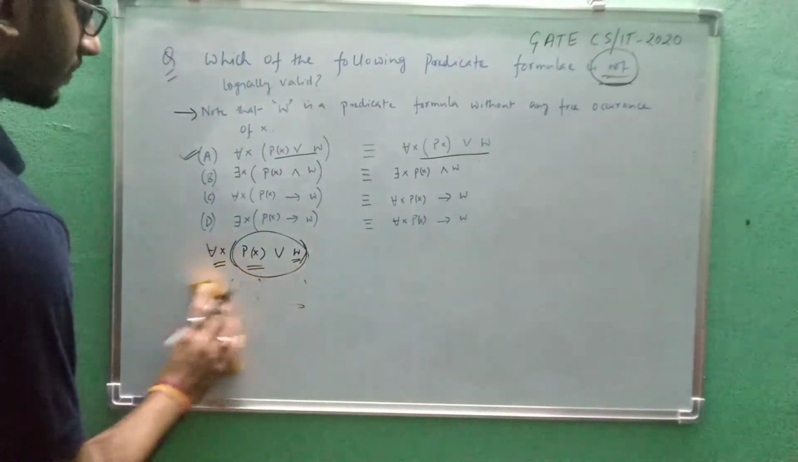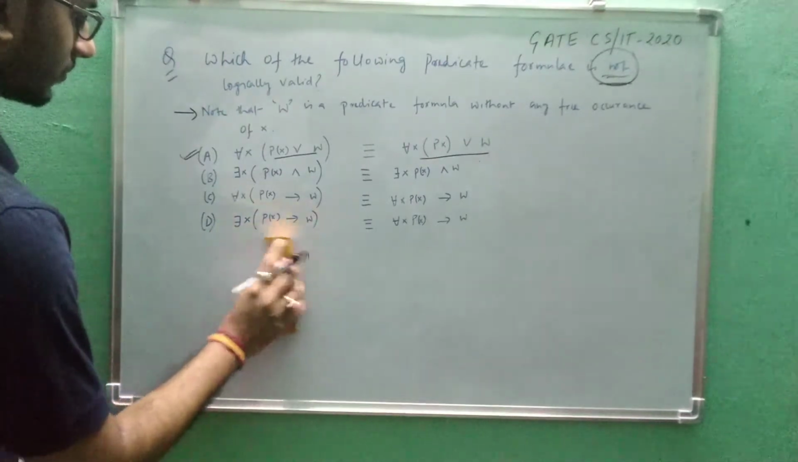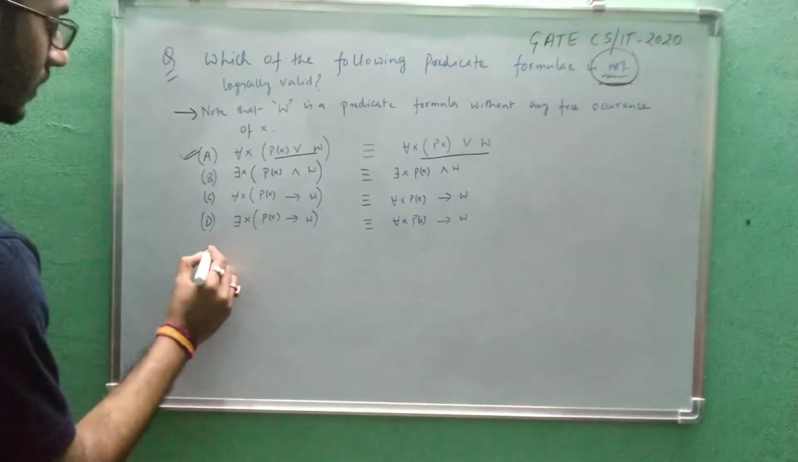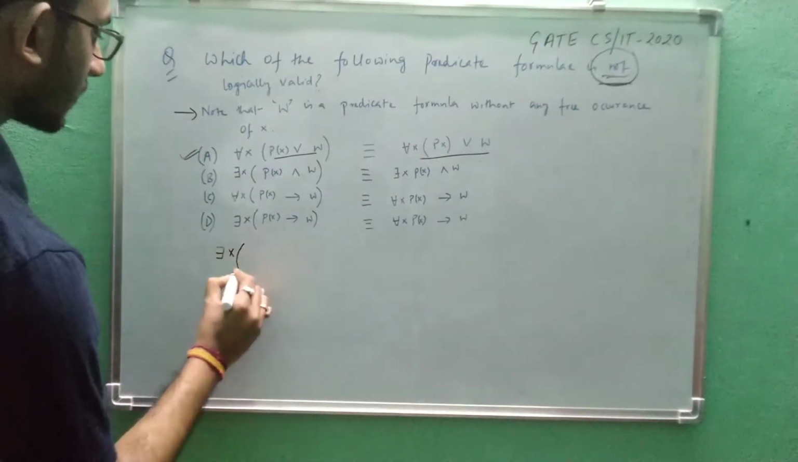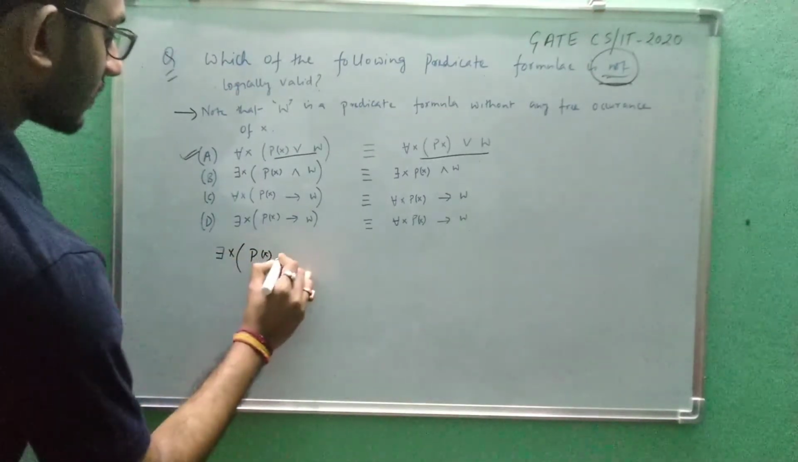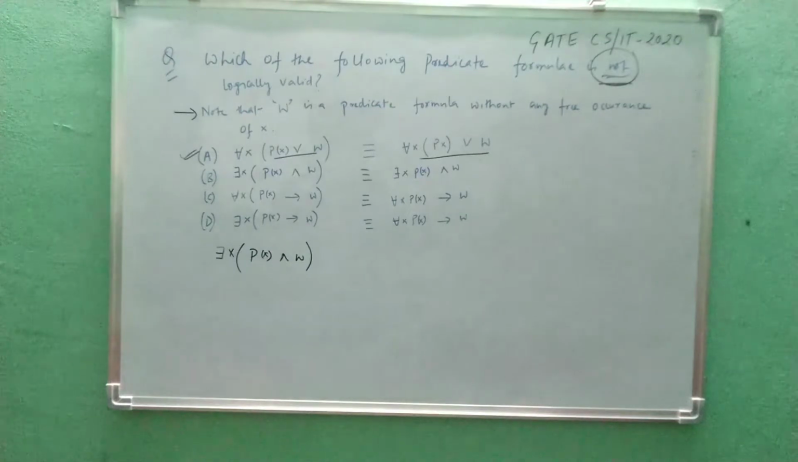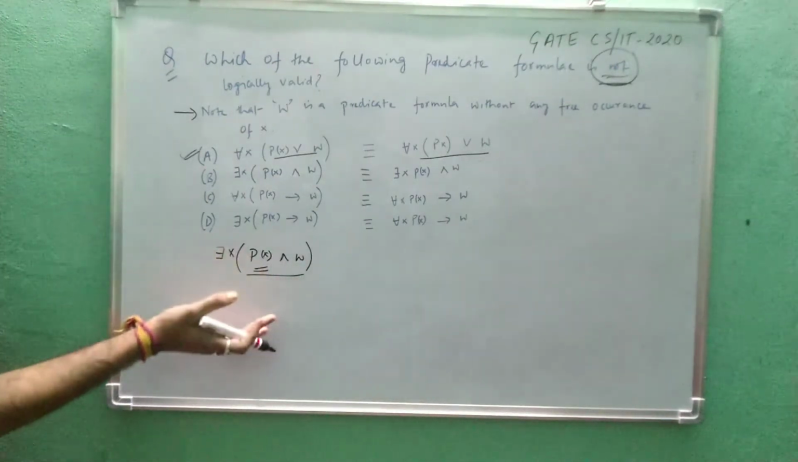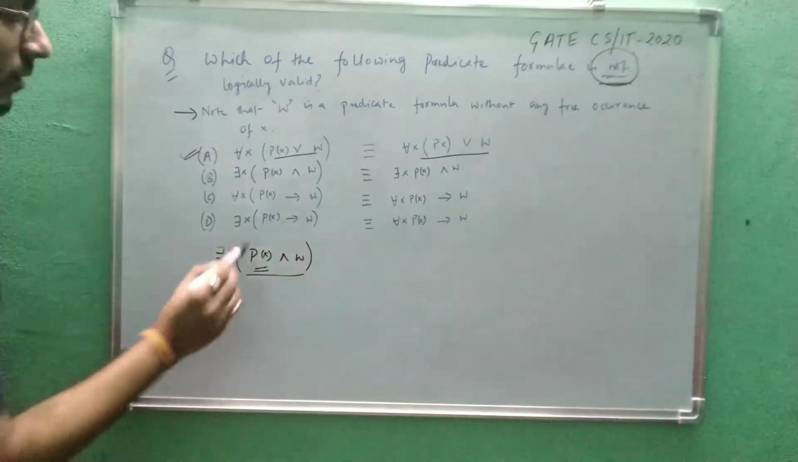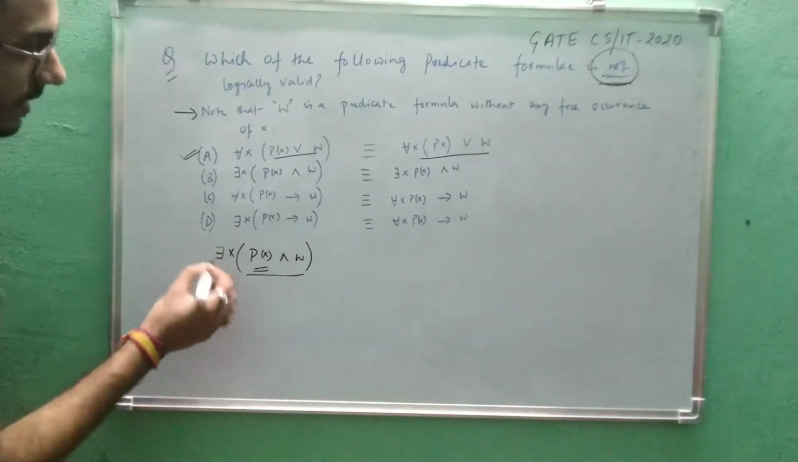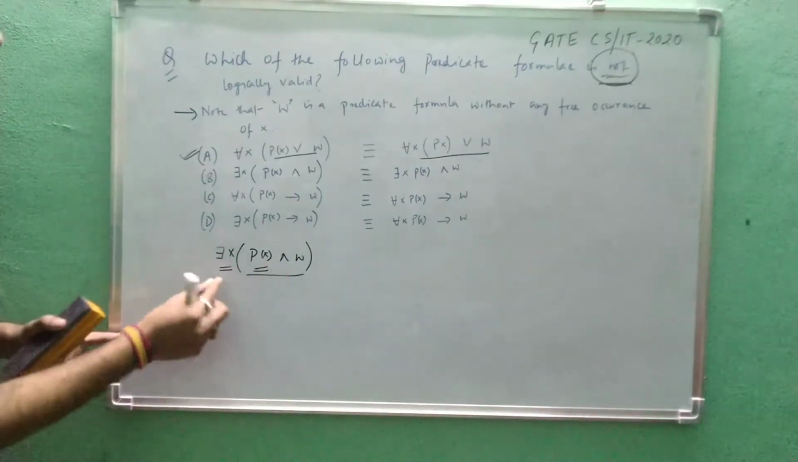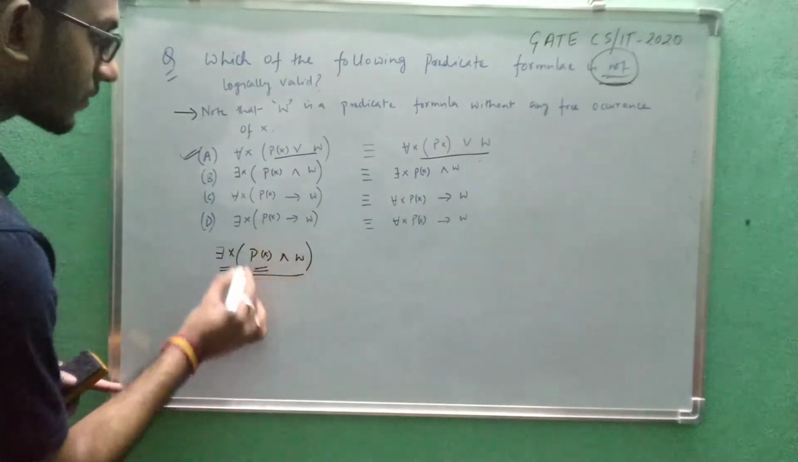Now we'll see the second option. What it is telling: there exists x, P of x and W. So it is again the same. It is telling that there is a function P of x which is dependent on x, and W is there. Now there exists x means at least one x. It can be all x or at least one x which will satisfy this whole thing.